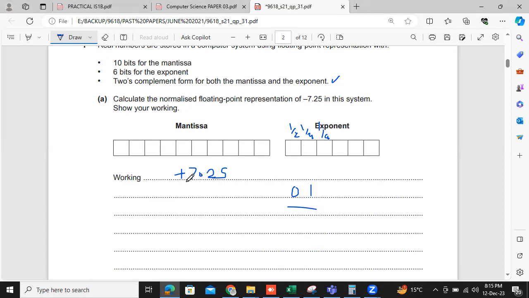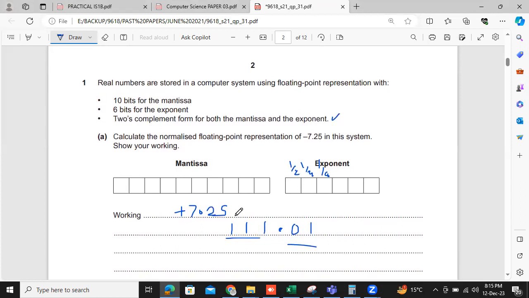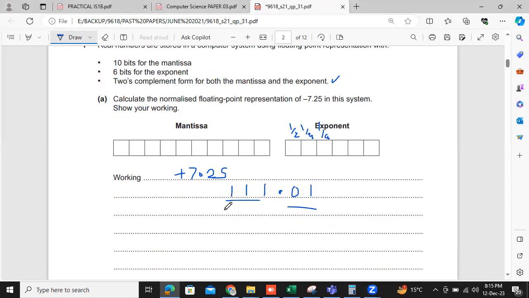Then we have plus 7. Plus 7 can be represented by 1, 1, and 1. So 1, 2, 4. If you add 1, 2, 4, you get 7. I hope that's also clear. So we have this. Now we have to convert this into mantissa and exponent, and it's a positive value. Remember that. I need to normalize this.